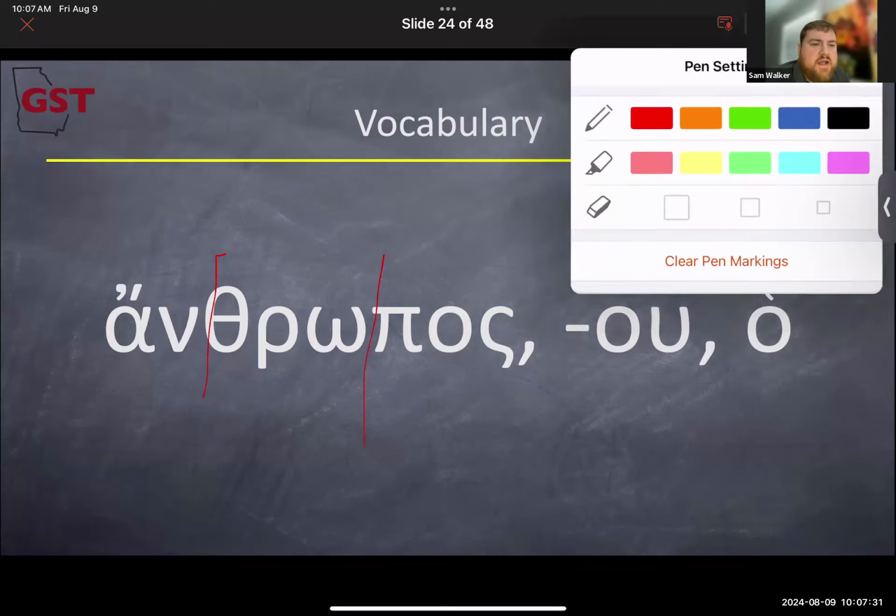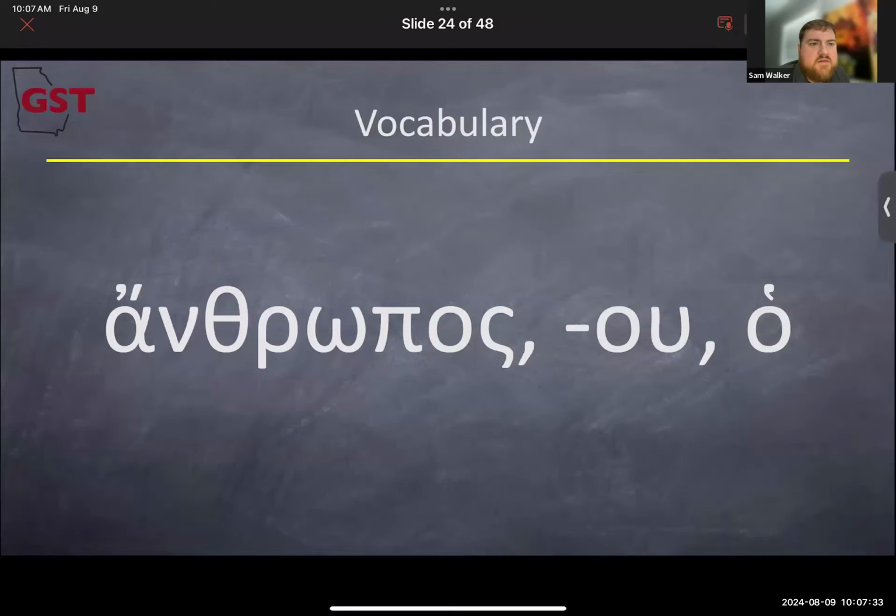When we're reading in the New Testament and Jesus says man, when it's being written down there, he's not necessarily talking about a male person. He's talking about human, so he would use the word anthropos. He could be talking about humankind. Context will tell you that, but generally speaking, that is the case.